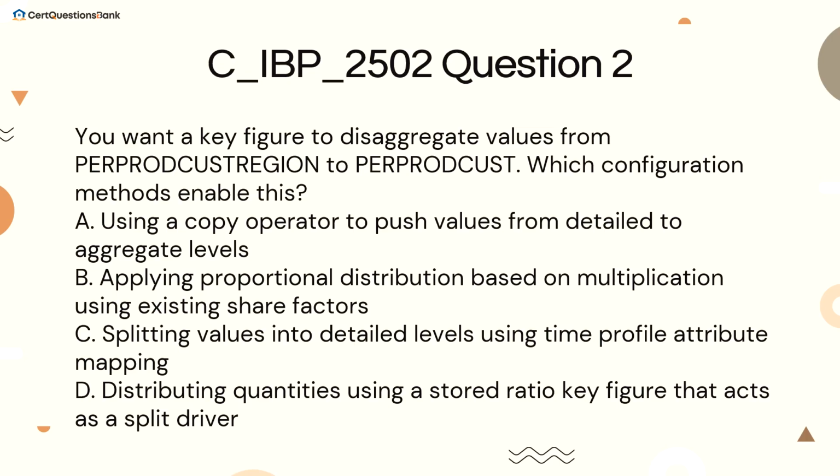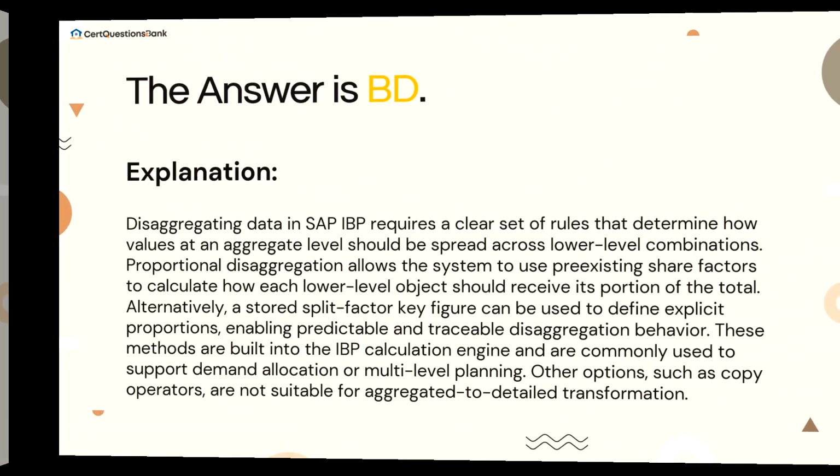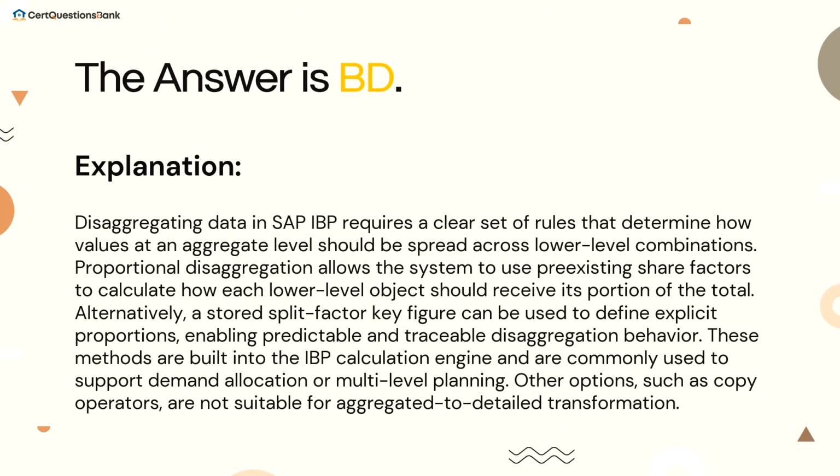C. Splitting values into detailed levels using time profile attribute mapping. D. Distributing quantities using a stored ratio key figure that acts as a split driver. The answer is BD.